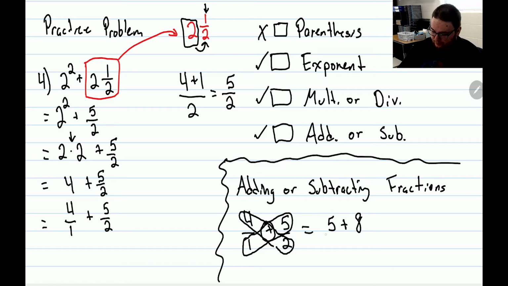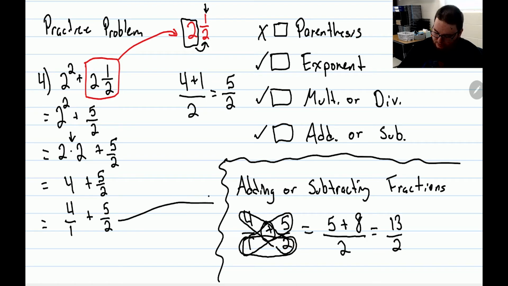Then, once we're done with that, we're going to draw the division line. And then we're going to take the two bottoms and multiply them together. So in this case we have 1 times 2, and 1 times 2 gives us 2. And then we're going to simplify a little bit. Since we have addition on top, we can go ahead and add those two things together. So 8 plus 5 gives us 13 over 2. And that is going to be our answer. So what I did here was I did what was inside the box, and I found that our answer should be 13 over 2.